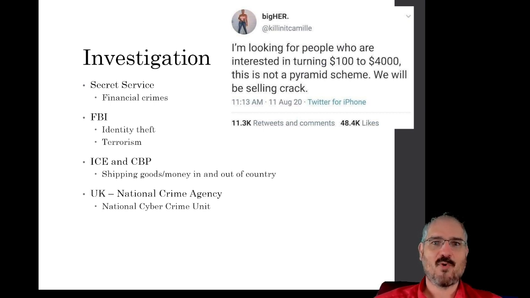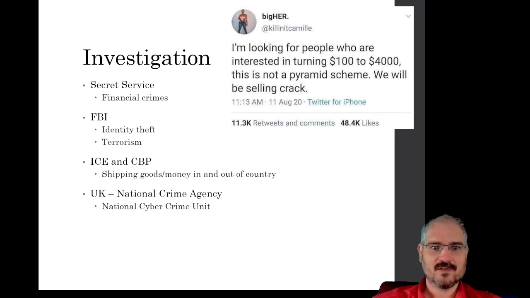And then, of course, ICE and CBP, Immigration and Customs Enforcement, or Customs and Border Protection, they have a big role in investigating any time money or goods goes in or out of the country. So all that, fraudulent goods coming in, or scammed money leaving the country to go to wherever the offender lives. Any cases involving any of that, they will investigate as, again, either the lead agency or one of the possible lead agencies.